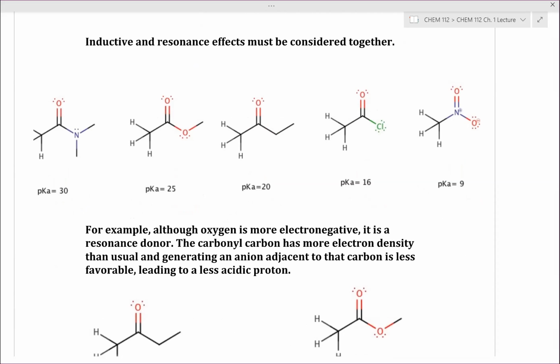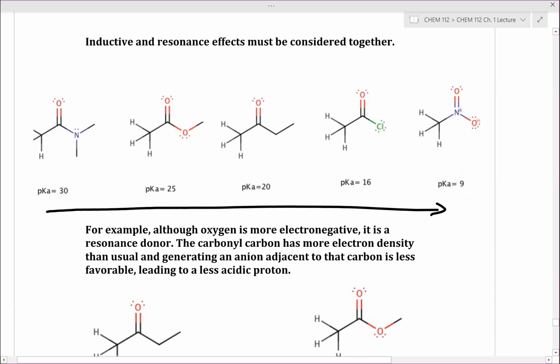So if we think about this table, as we go from the left to the right, what is a general feature of these functionalities on the left? Do we see a lot of inductive and resonance donors, or inductive or resonance withdrawers? So for example, let's try to draw some resonance structures. Is this amine functionality in our amide a resonance donor? Is it dumping electron density to our central carbon? Yes.